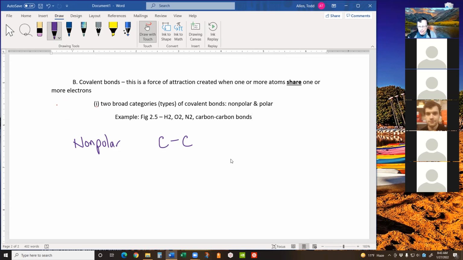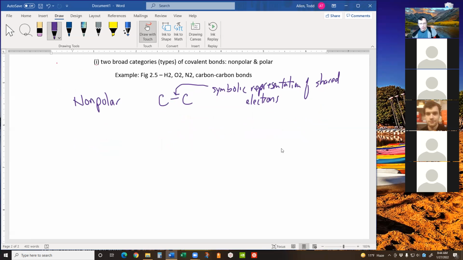Well, first off, what does that even mean? Well, that means that there is an equal sharing of electrons. This little dashed line here between the atoms is sort of a symbolic representation of the electrons being shared. Okay, so that line is a bond, and it's trying to tell you that we have some shared electrons at this point.